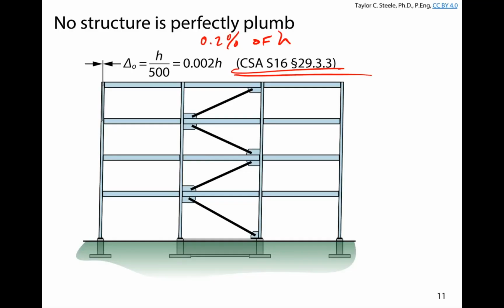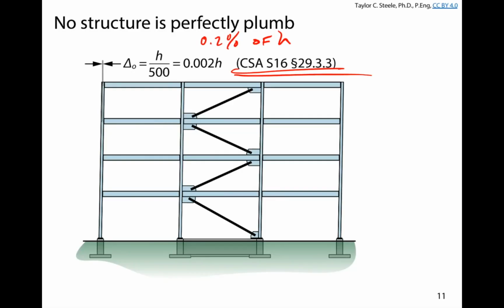Okay, so this is something that gets checked by surveyors in the field. It's a strict limit on the maximum amount of plumbness on our structure. And so in our case here, we might say, well, this delta naught is going to be whatever the height of my story is divided by 500. Okay, it's a small number, but it's still something that's present there.